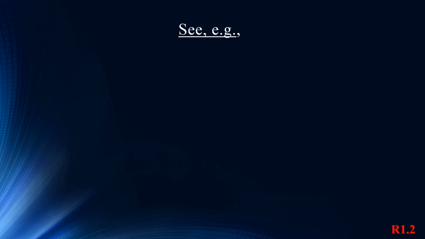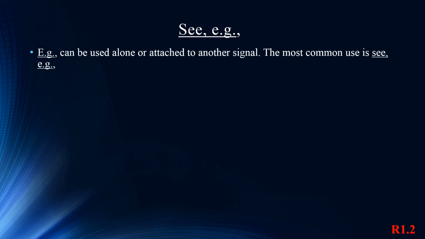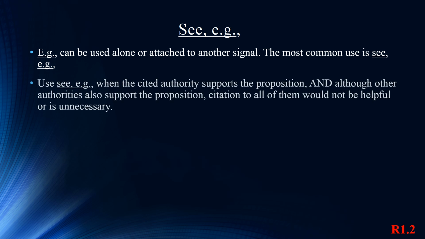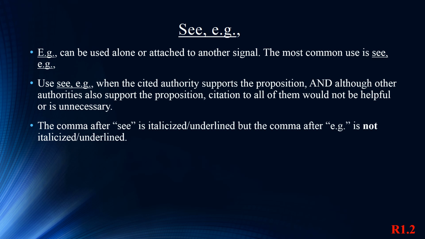Another signal that is used is CEG. EG can be used alone or attached to another signal. The most common use is CEG. Use CEG when the authority supports the proposition, and although other authorities also support the proposition, citation to all of them would not be helpful or necessary. The comma after C is italicized or underlined, but the comma after EG is not.